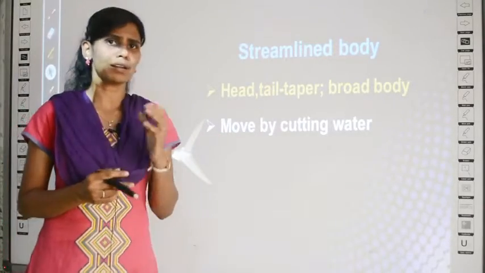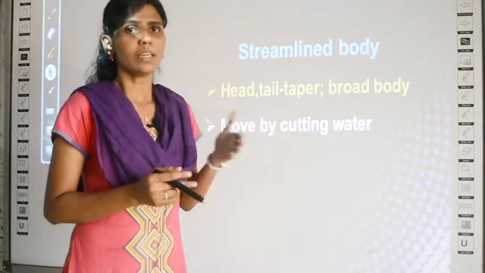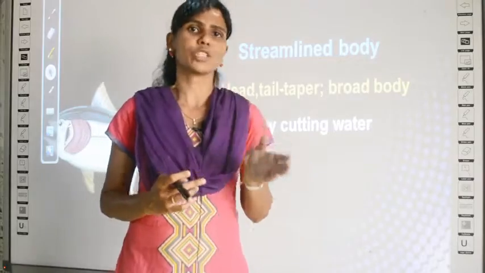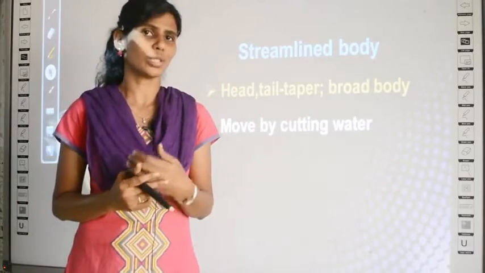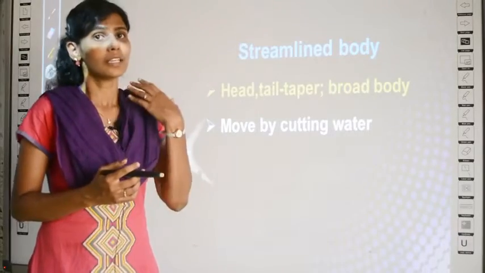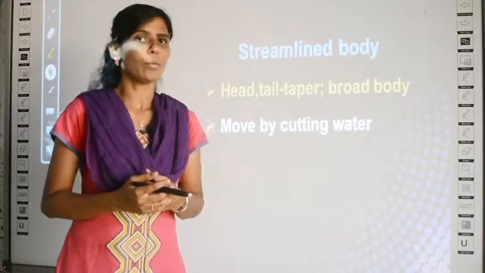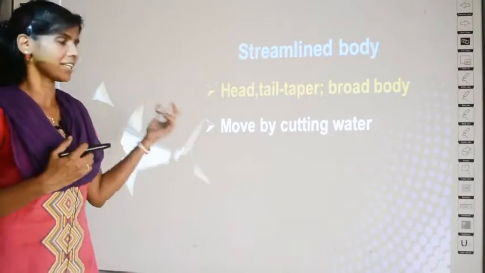What does this mean, cutting the water? Do they cut the water? No, right? So what does this mean? They have swift movement to turn the direction. You can see fishes going straight, suddenly they will change the direction. This is called cutting the water. So immediately they can change their directions or movements because of the streamlined body structure.